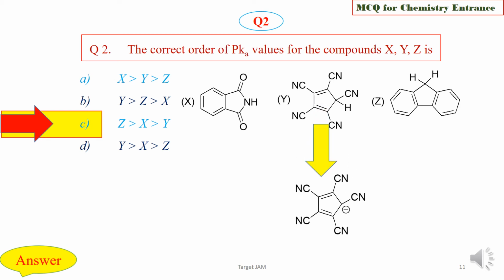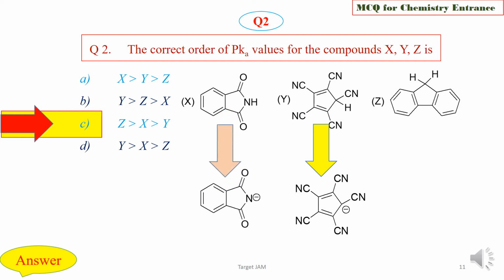Here, in case of Y, if it loses one proton, then it gets the aromatic structure, and at the same time 5 CN groups stabilize the minus charge, so it easily dissociates. That means it is strongly acidic, and we know that a stronger acid will have a very small pKa value, so compound Y will have the smallest pKa value.